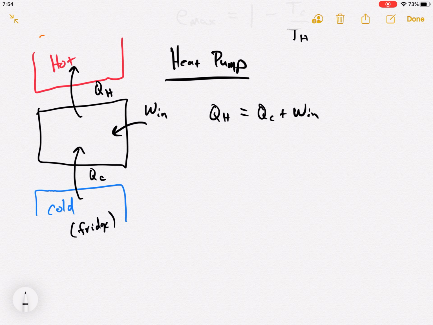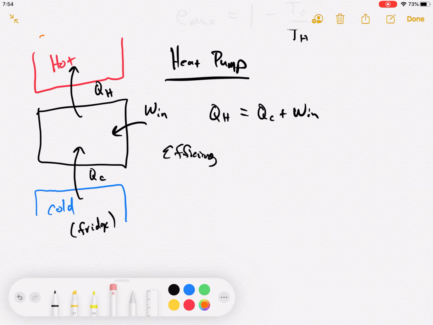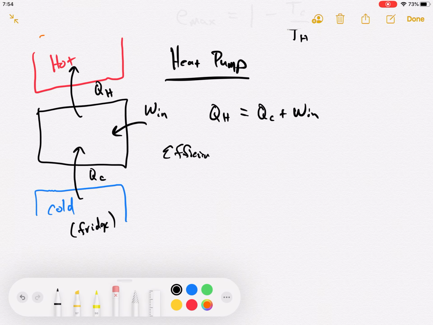What about efficiency? Well, we define it the same way. We still define efficiency as what I get divided by what I paid.